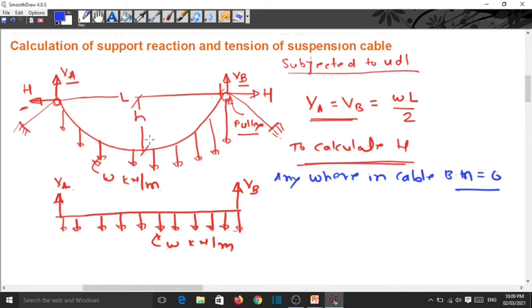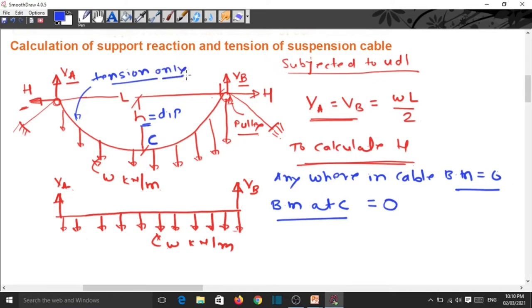But we have this point C where we know the depth, that is called D. So we know there is the H. So we can take the bending moment at C equal to zero, because this cable is not subjected to any bending moment. It is subjected to tension only, so the bending moment anywhere in the cable is zero. So we are taking the bending moment at C equal to zero, suppose from the left side, like this.